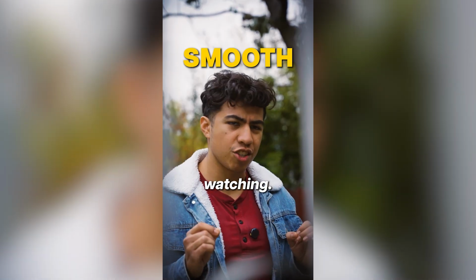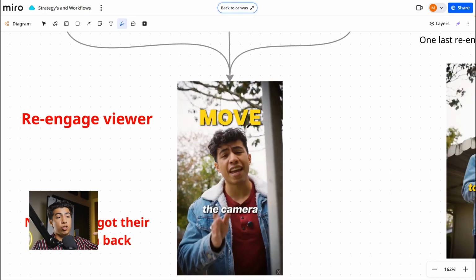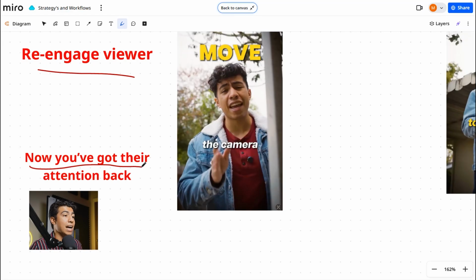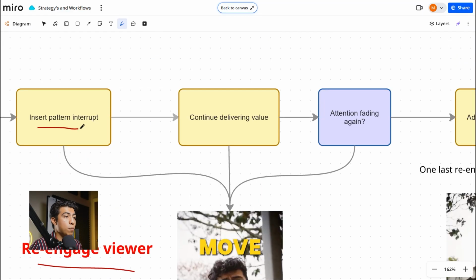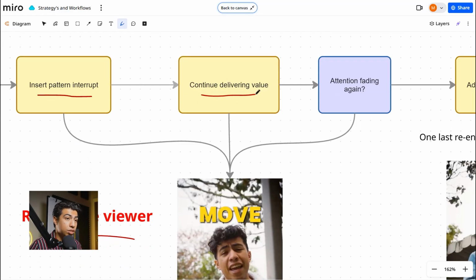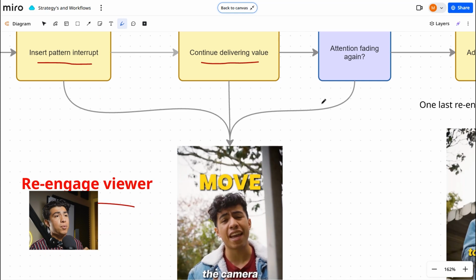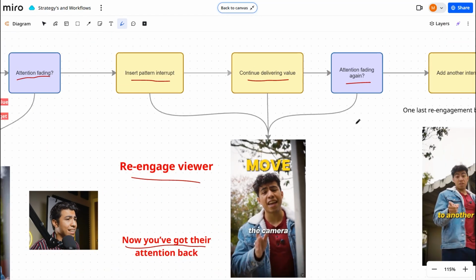Moving forward, we insert the pattern interrupt. The way I did this one was I turned my head and cut to another shot of me at a different angle. This re-engaged the viewer, and now I got their attention back. So we include the pattern interrupt, then we continue delivering the value, but if you remember, you have to re-engage them again because the attention starts to fade after that 3 to 5 second mark. So I have to do something again to re-engage my viewer.